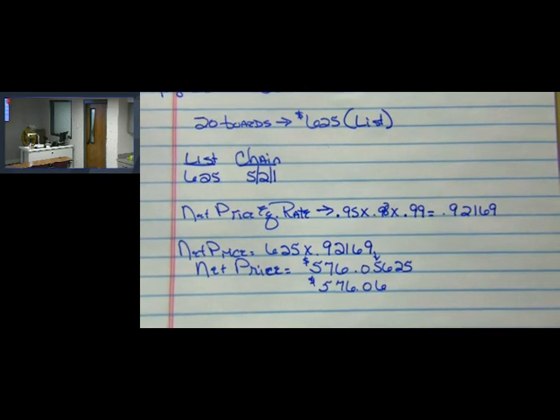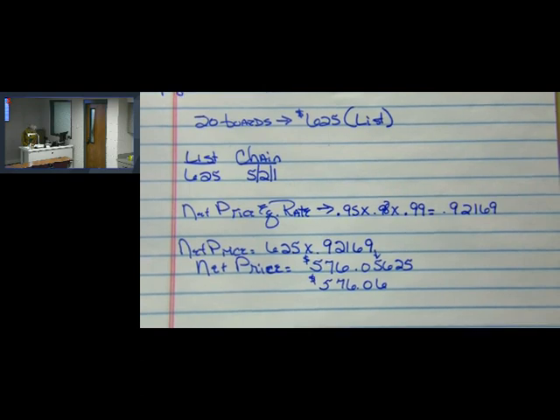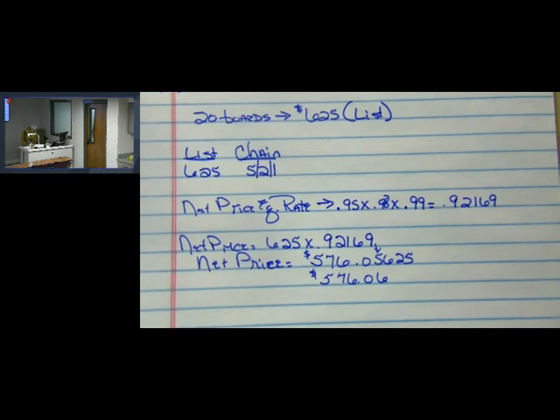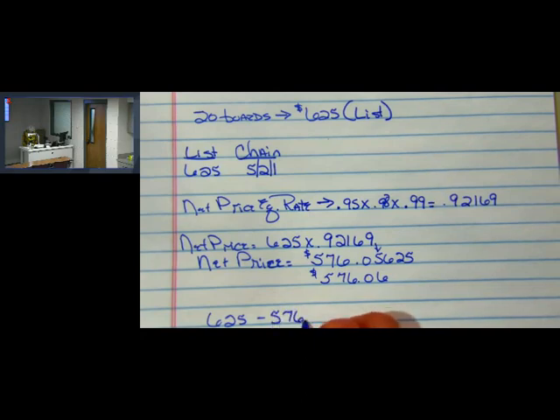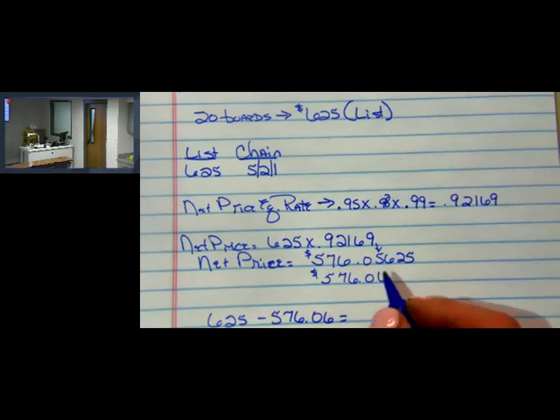Once again, on this problem, they're asking for the trade discount amount too. You can do this a couple of ways. You can take this list price minus my net and figure my discount amount, or you can figure the net single equivalent discount rate from that. You should get the same answer. But once again, 625 minus 576.06 will give me a discount amount of $48.94.